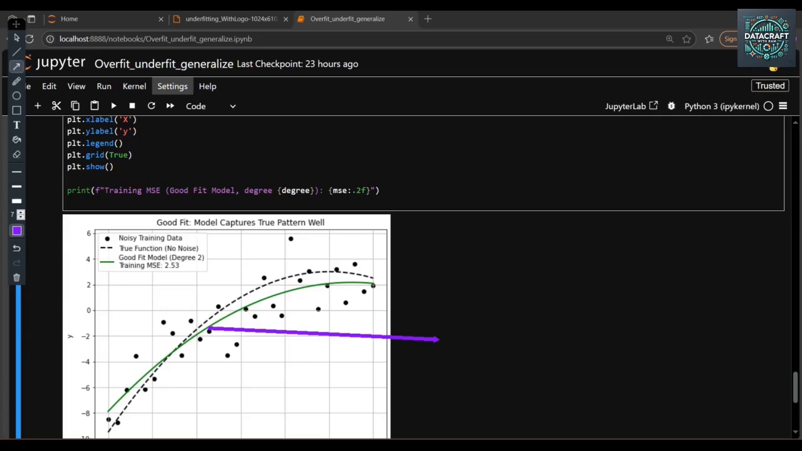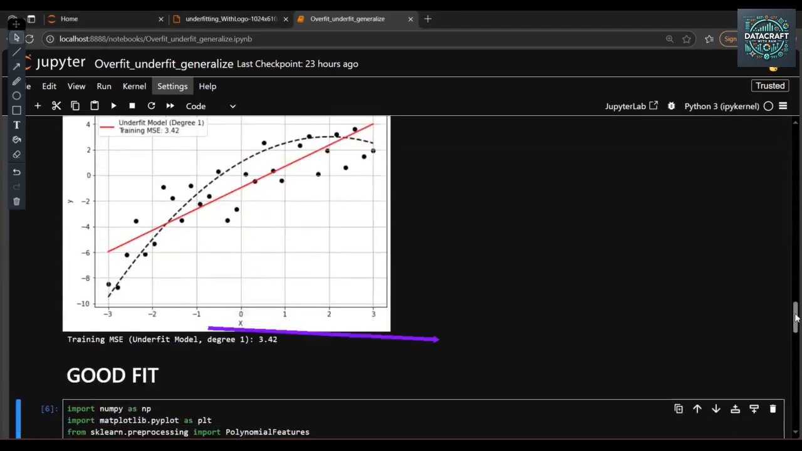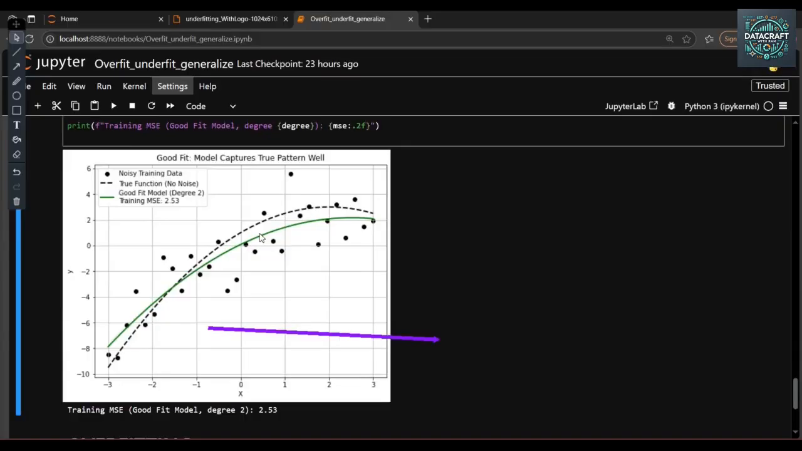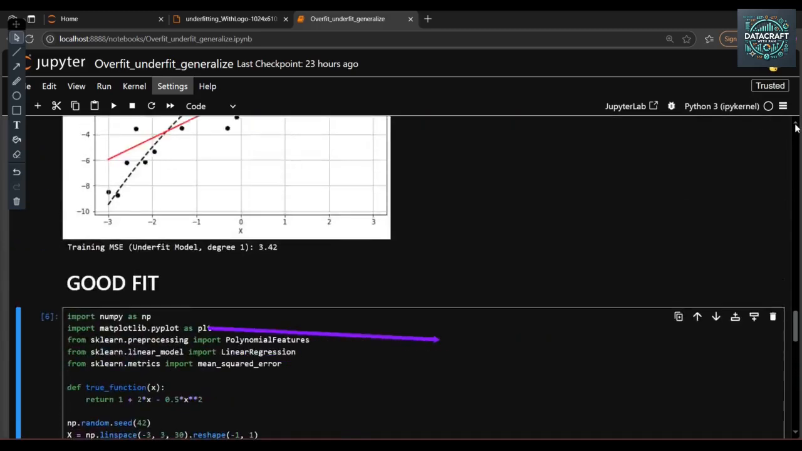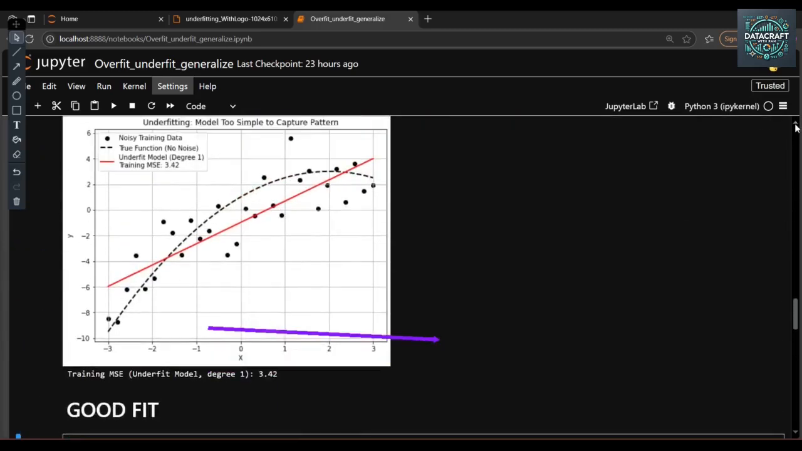But if I talk about the underfit model, see the training error: there is a huge difference between this curve and these data points. With respect to the good model, we cannot say it is either overfit or underfit, because the training error is much lower and there is not much difference. The mean absolute error in training is 2.53 for this good model, and for the underfit it is 3.42, which means definitely this underfit model has a huge difference.